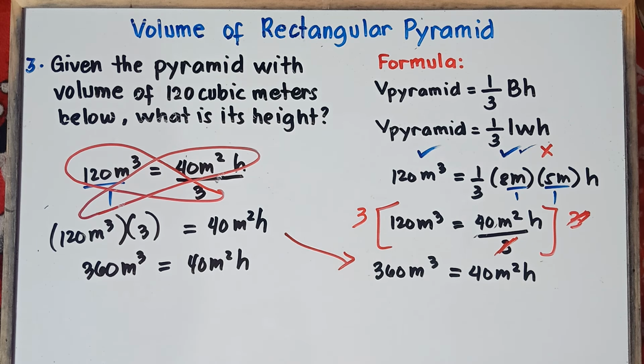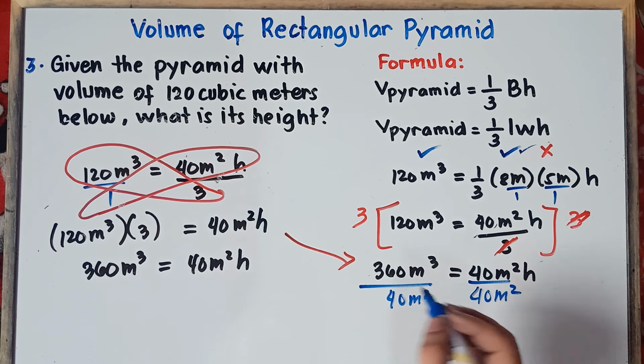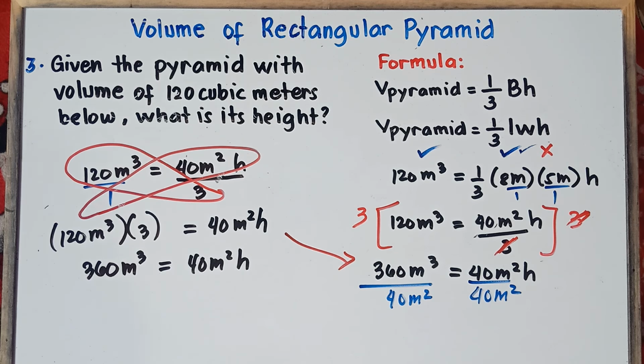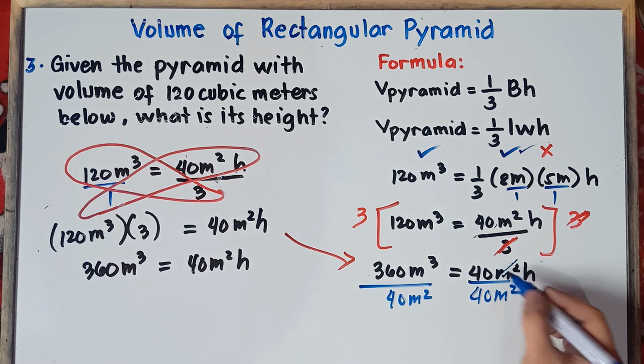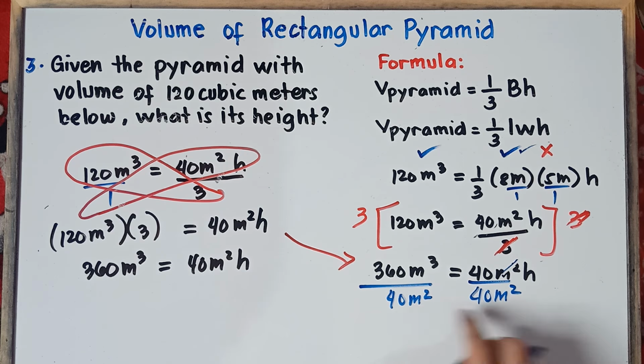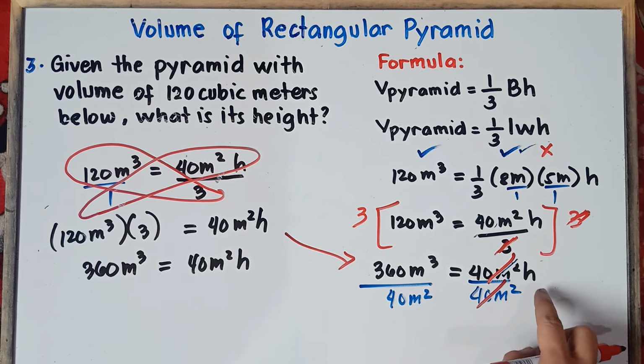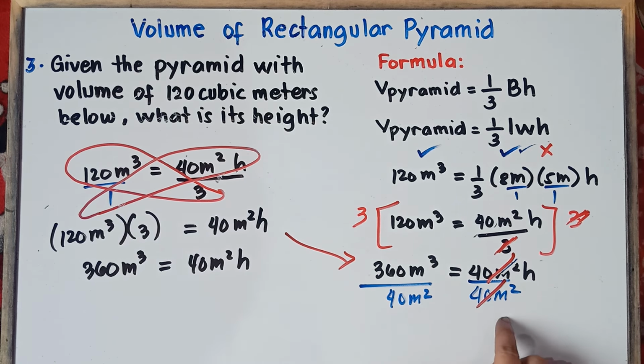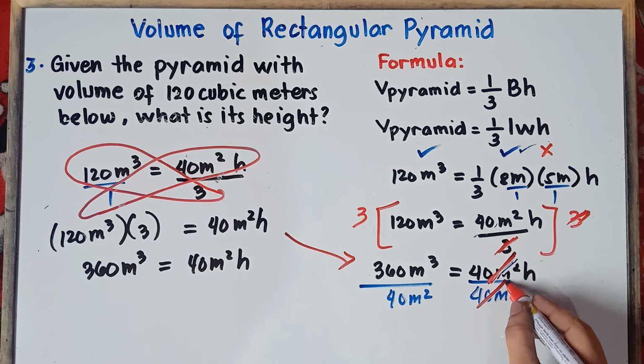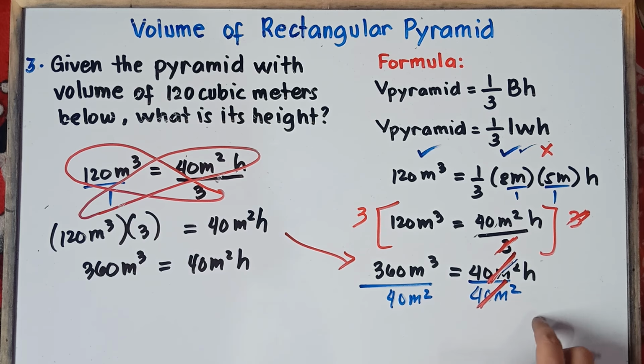Alright, and then last step class, to get the value of h, you divide both sides by 40 meters squared. Now, you will be asking questions, sir, why do we need to divide both sides by 40 meters squared? So that we can cancel this out class. We divide both sides by 40 meters squared so that the remaining equation on the right of this equal sign will be only h.